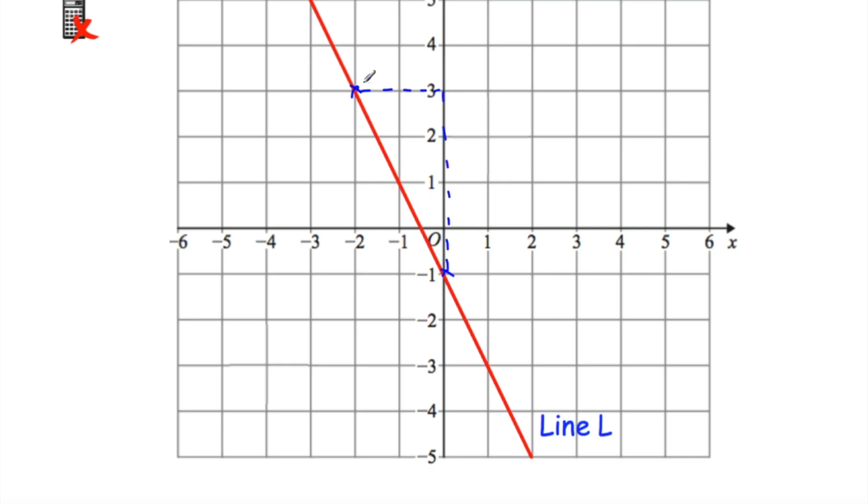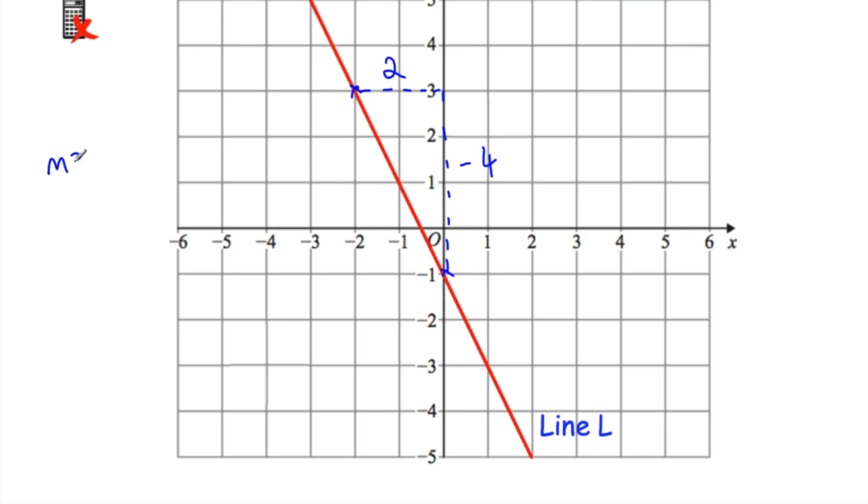In terms of the run, we're going from -2 to 0, so the run would be 2. And in terms of the rise, we're going from a height of 3 down to a height of -1. So this time the rise would be -4, because it's going downwards.